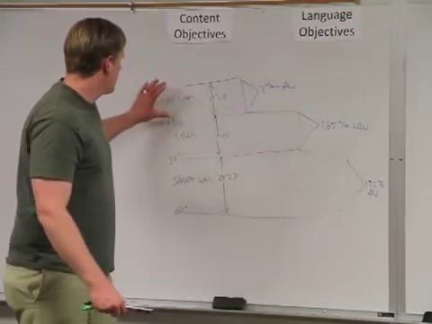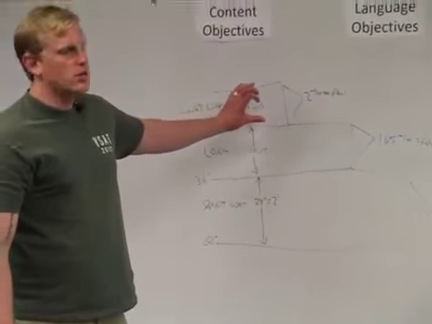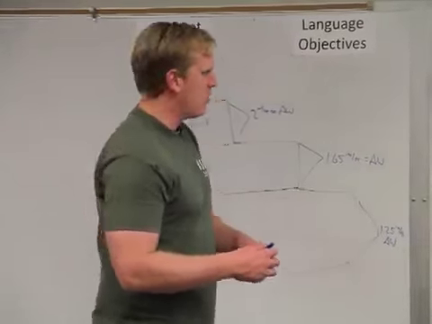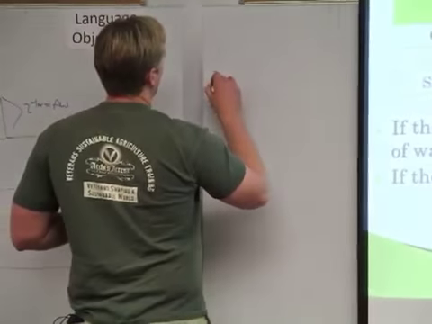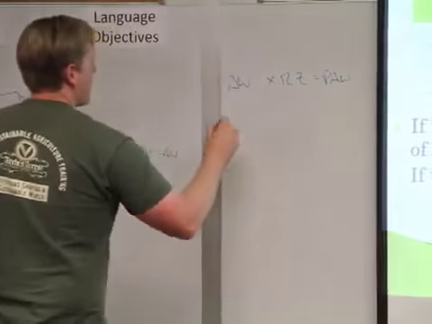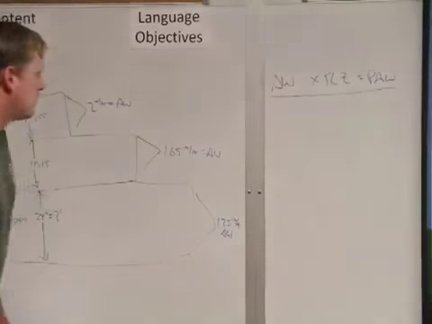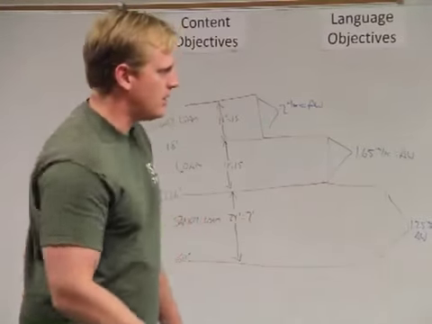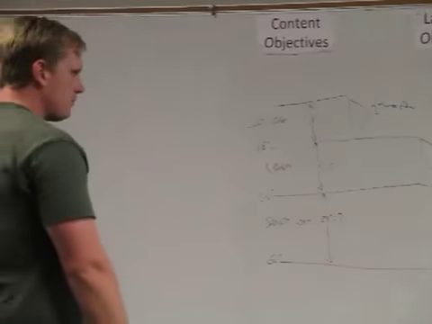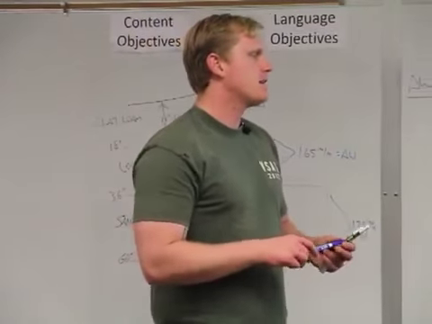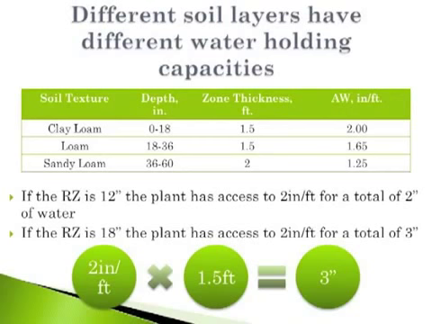Now, how do we calculate water independently for each layer of soil? You actually already know how to do this. All right, the equation we learned at the beginning of the second week, right? Looks something like this: available water times root zone equals our plant available water. Now we have to apply this with every layer of soil based on how deep our root zone is. All right, so in this case, look at our description here. If the RZ, the root zone, is 12 inches, the plant has access to 2 inches per foot for a total of 2 inches of water, right? Because we know that our available water is 2 inches per foot.